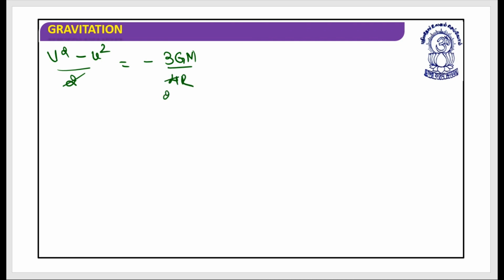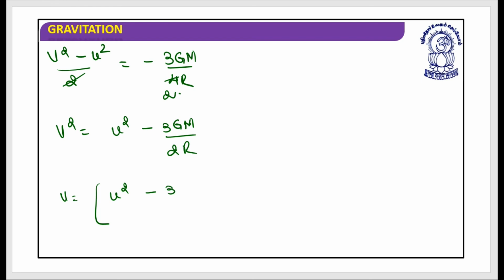So the 2s cancel. So this v square equals u square minus 3GM divided by 2r. This is the final velocity. If I want the velocity, let's take the square root. It's u square minus 3GM divided by 2r, whole power 1 by 2. I hope this is clear.